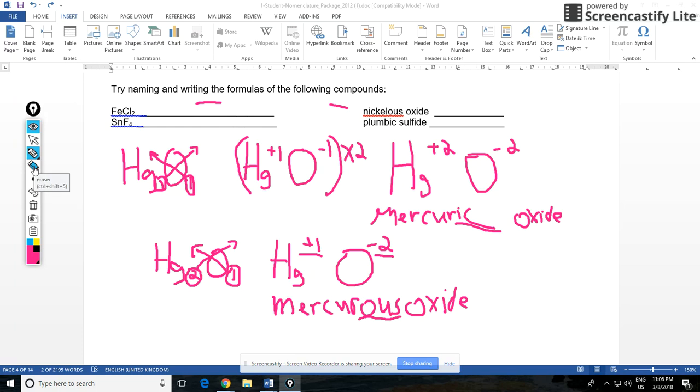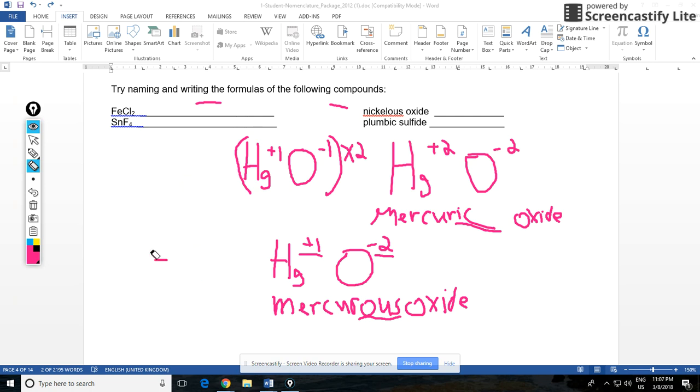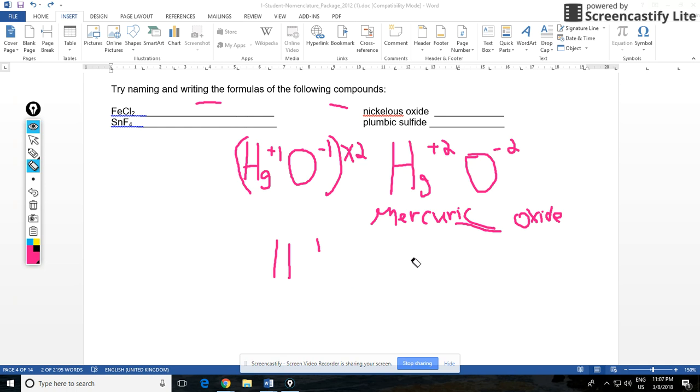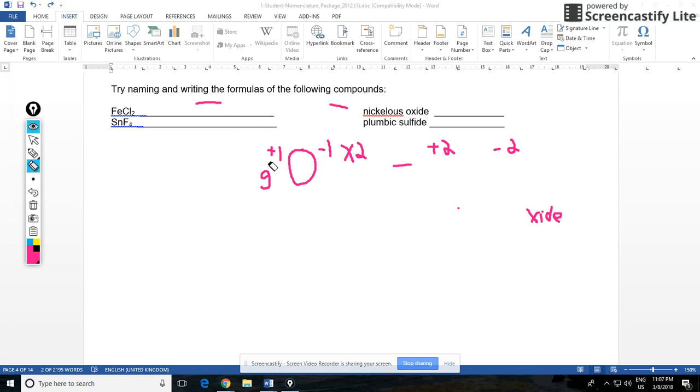So now we're going to try going the other direction. We're going to try to take a name and convert it into a formula. And our name is going to be the Latin-based name. So here we used mercury. And you notice that we used the prefix mercur from mercury. It makes sense. Now some of the elements actually will be named based on their Latin name.